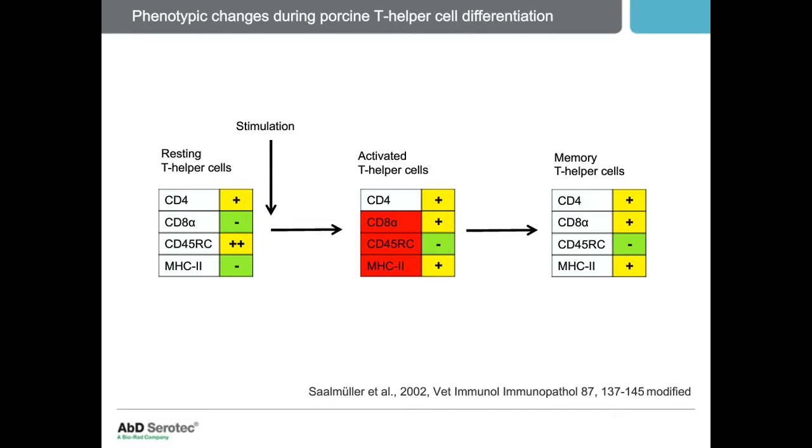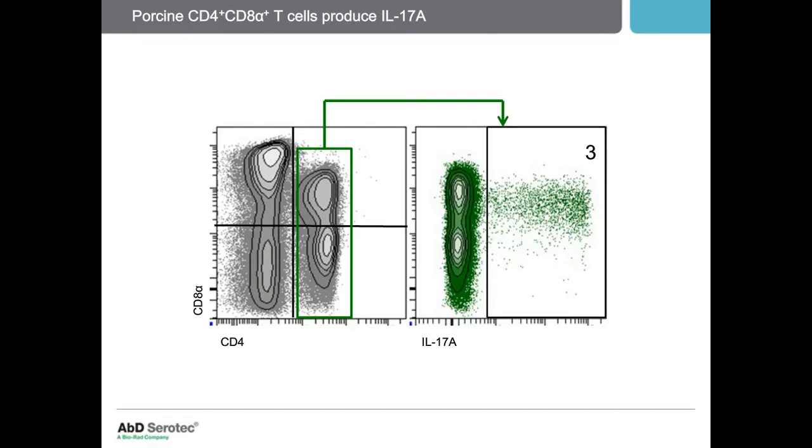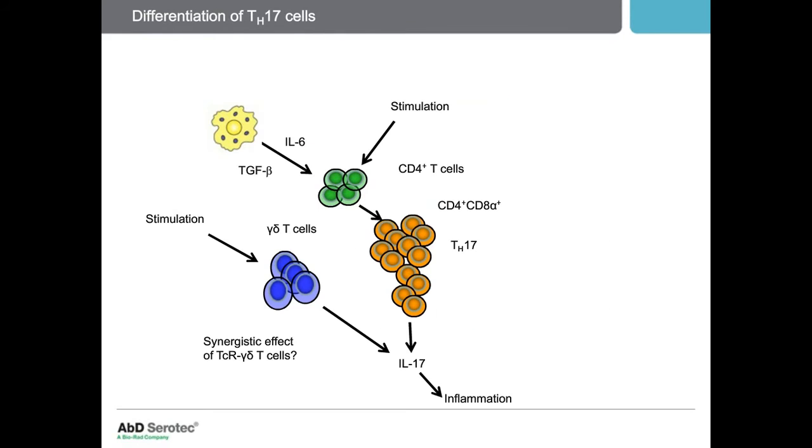And when we have a look at the phenotype of our IL-17A producing T helper cells, we see that all co-express CD8 alpha and belong to the CD4 positive, CD8 alpha positive T lymphocyte subpopulation. So in regard to differentiation of TH17 cells, we can say that CD4 single positive cells are stimulated, and under the influence of IL-6 and TGF-beta, they develop into CD4 plus CD8 alpha positive TH17 cells producing IL-17. And in parallel, there's a stimulation of gamma delta T cells, and maybe these gamma delta T cells show a synergistic effect in regard to IL-17 production and inflammation.